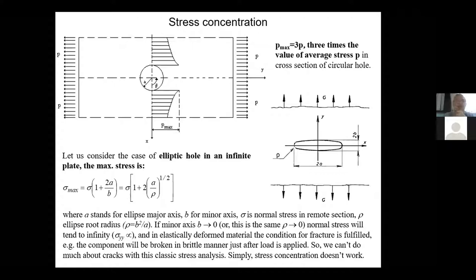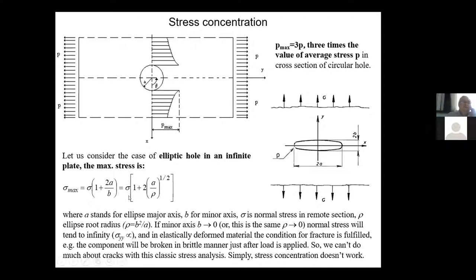What I want you to focus your attention on is the fact that if minor axis b, or at the same time, of course, this radius rho, tends to zero, so if we shrink this ellipse, and you can imagine that by doing so we are actually reducing this ellipse to a crack. And by putting some limits on rho and b, by looking at the limits when they tend to zero, we are actually considering a crack. And now what problem do we face?